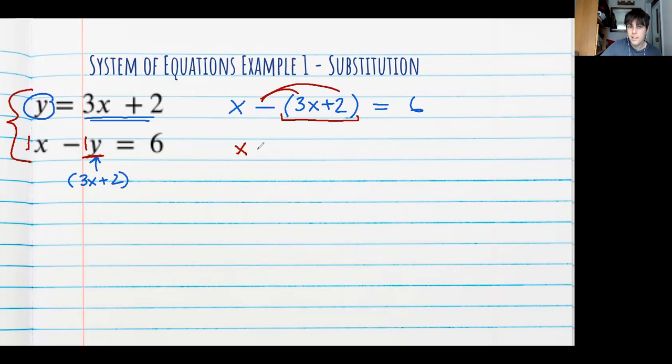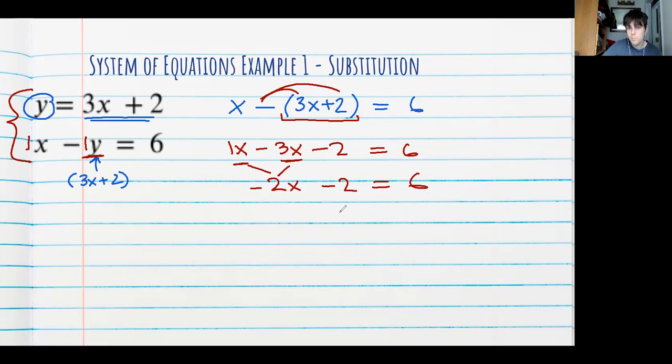All right, now let's do that. Distribute that negative. That's minus 3x minus 2 now equals 6. And then it becomes a matter of combining like terms. So I have 1x minus 3x. It's going to be negative 2x minus 2 equals 6. And put these two terms together to get that. And then we need to start solving.